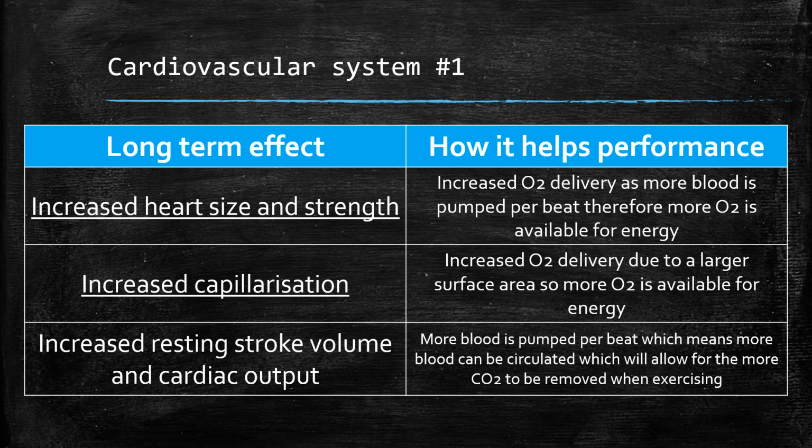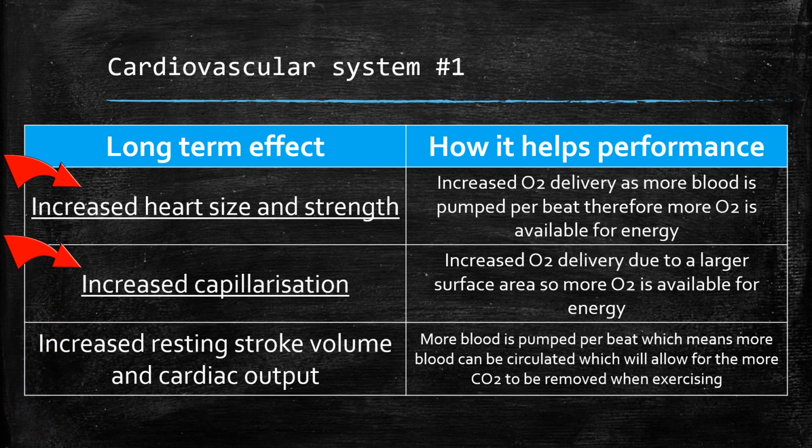So a long-term effect, let's imagine I've been going to the gym, I've been doing continuous training for 6 to 8 weeks. My heart is going to increase in size and strength. Now that's really important because if my heart is bigger, that means I can have an increased oxygen delivery as more blood is pumped per beat, which therefore means more oxygen is available for energy. Also, if my heart is stronger, each beat is going to be more forceful. So if it's more forceful, I will be able to pump more blood per beat.